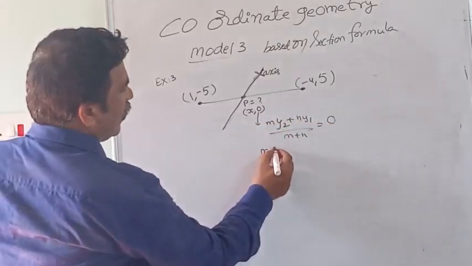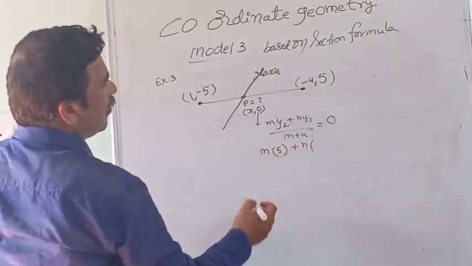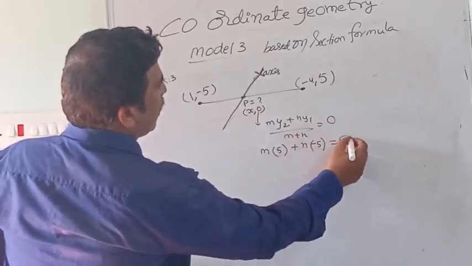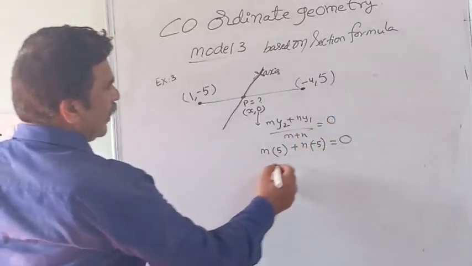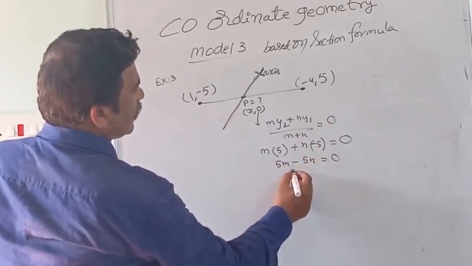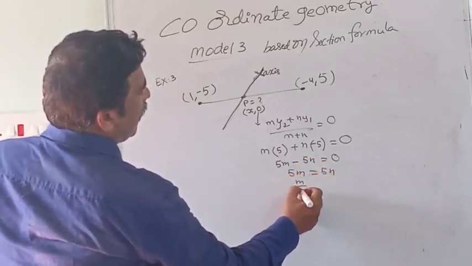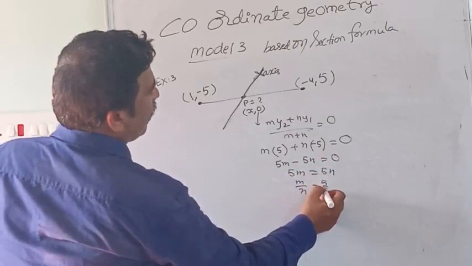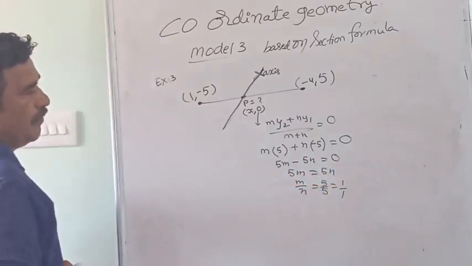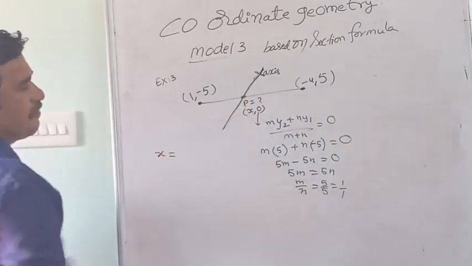M we don't know. Y2 how much? 5. N we don't know. Y1 how much? Minus 5 is equal to 0 into m plus n, 0. Therefore 5m minus 5n is equal to 0. Therefore 5m is equal to 5n. M by n is equal to 5 by 5, which is equal to 1 by 1. Ratio came.